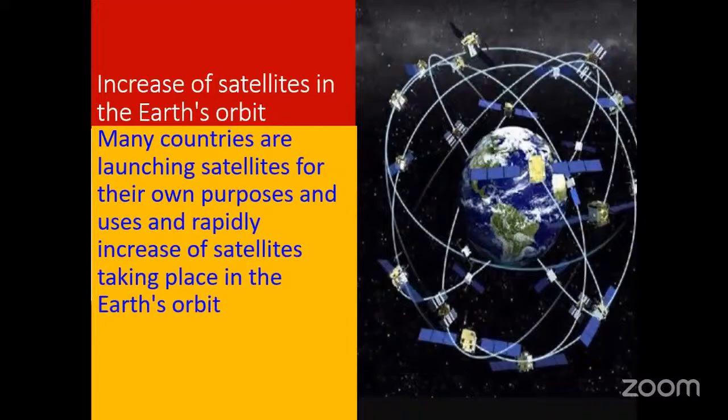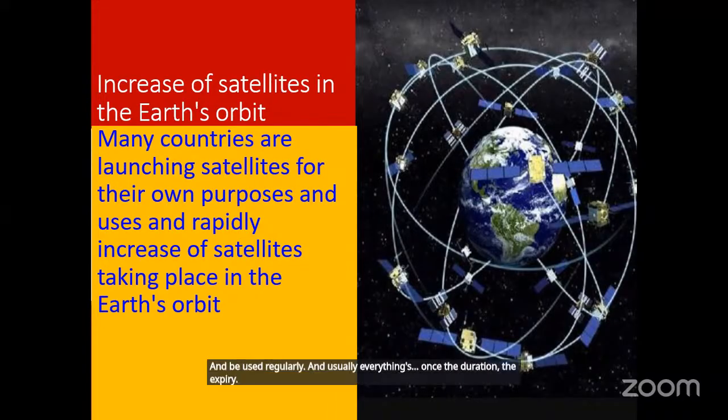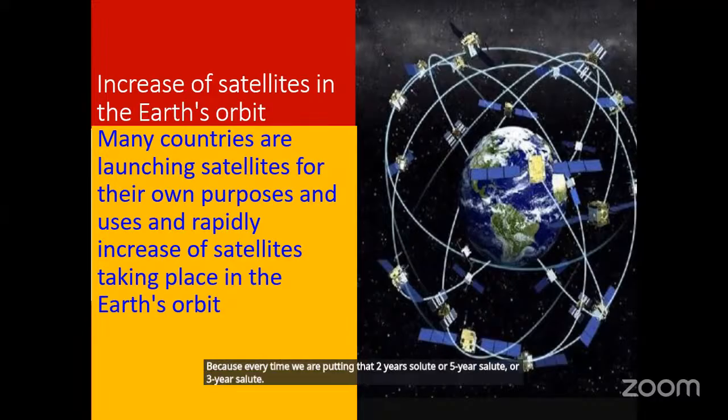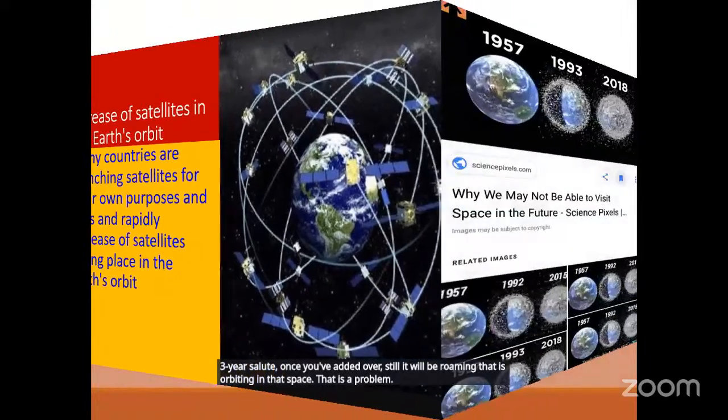So every time it keeps on increasing. Many countries are launching satellites for their own purposes and using them repeatedly. And once the duration expires, because every time we are putting up a 2-year, 3-year, or 5-year satellite, once its value is over it will still be roaming, orbiting in that space. That is the problem, and we have to try to remove that.